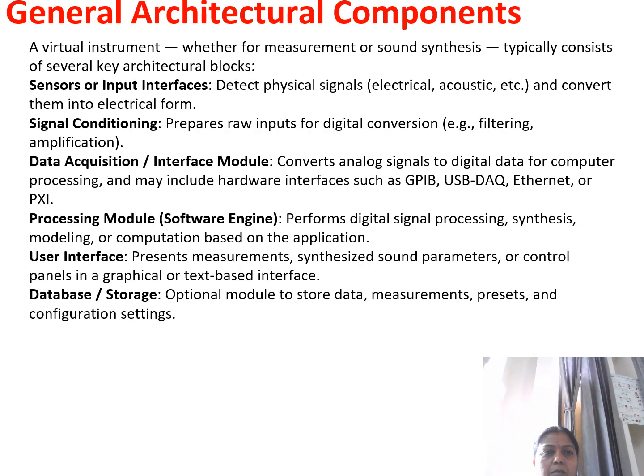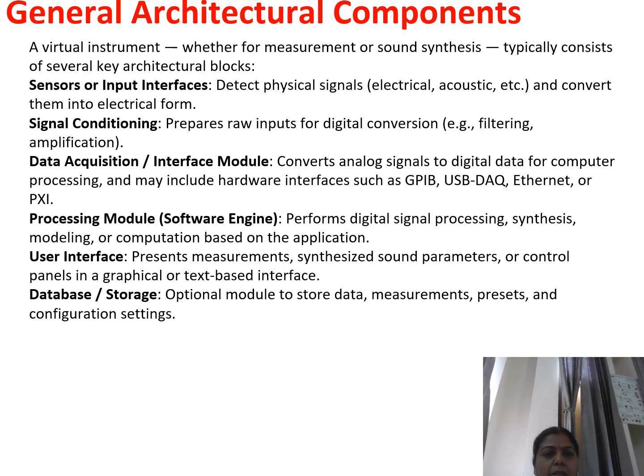The general architecture components of a virtual instrumentation consist of the sensor or input interfaces, signal conditioning, data acquisition interface module, processing module, software and hardware, user interface, and database and data logging systems. These are the main functional architecture components of the VI.